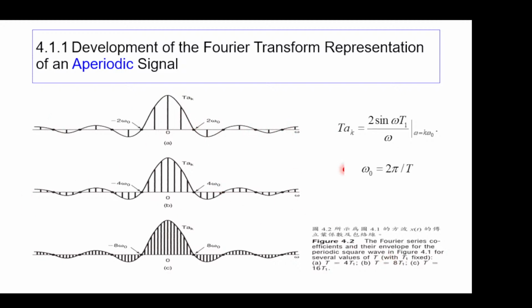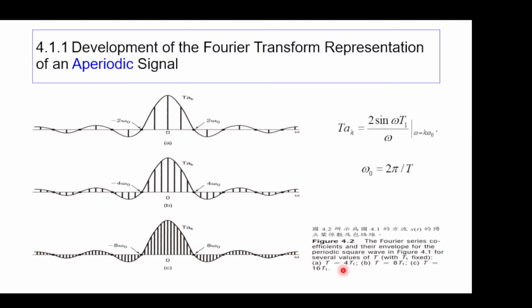And then we have a bigger T, so we double it, T becomes 2T1. Then your omega naught will get halved. So you see those k omega naught are more dense points on those enveloping function. And then we have even higher T, so we double T again, T to 4T1. Then we have even higher points, and the sampling k omega naught will be even denser.